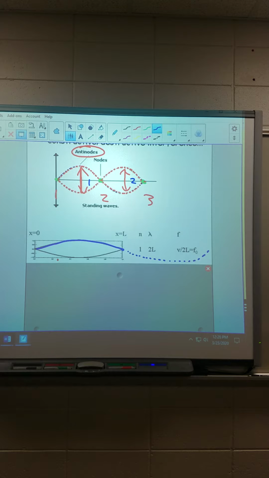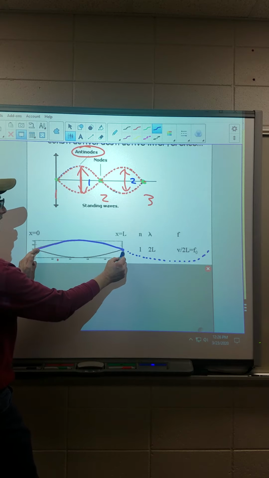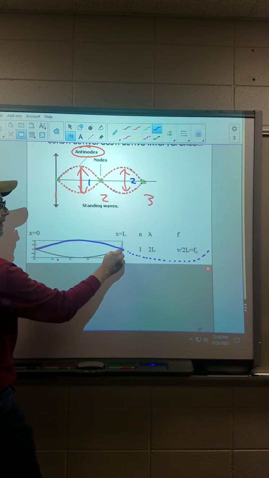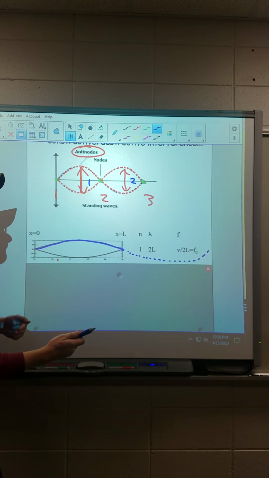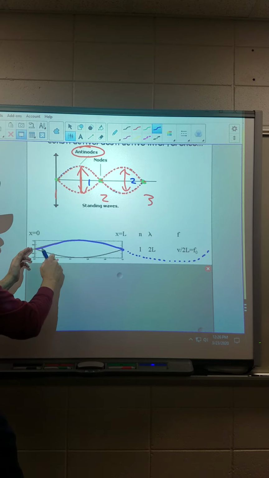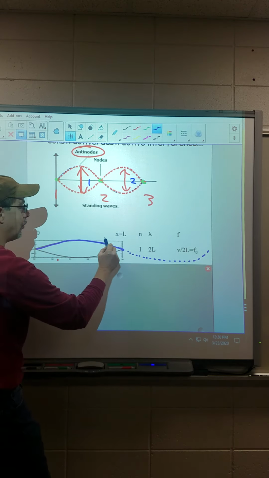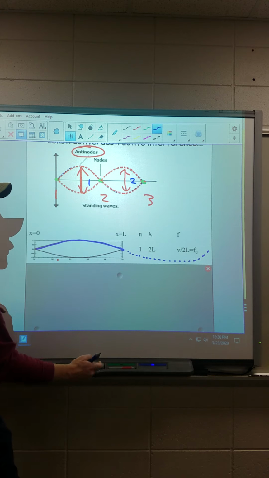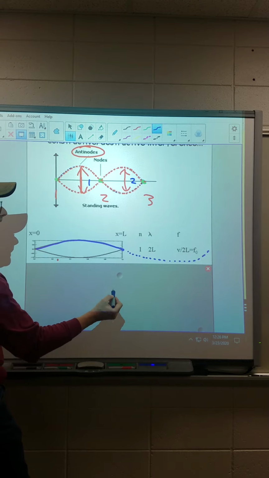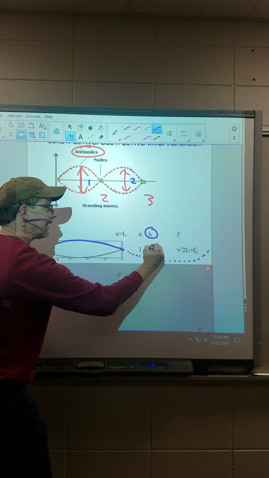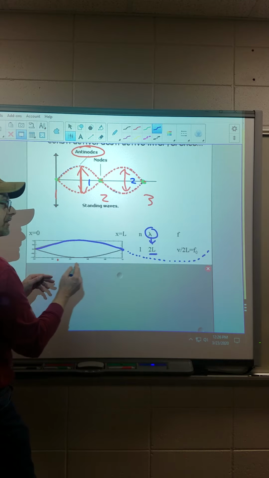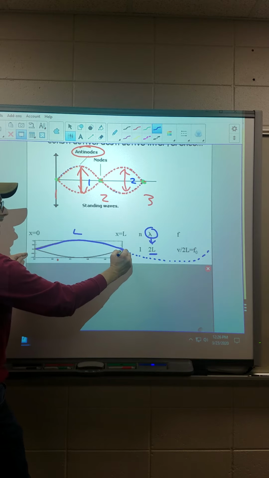At this fundamental frequency, the length between this node and this node is actually 1/2 of the entire wavelength. This wave would go like so to create one entire wave. So in reality, my wavelength, lambda, for this is actually 2 times this length L.